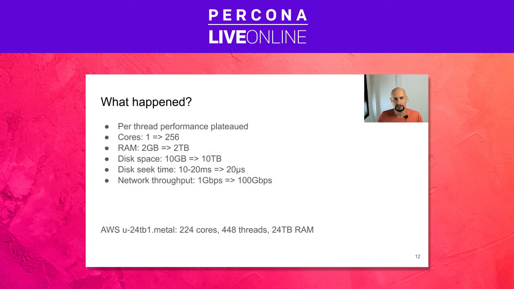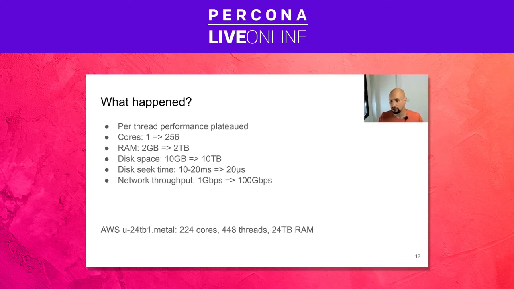So to summarize the changes that we had in the last 20 years, we are getting more and more cores, but CPUs are not getting any faster, not a single core anyway. RAM has increased by a factor of about 1,000. Disk space has increased by a factor of about 1,000. The seek time of disks has dropped dramatically from milliseconds to microseconds, so again about a factor of 1,000. Disks today are a lot faster. The bandwidth roughly remained the same. The throughput of network has increased about 100-fold.